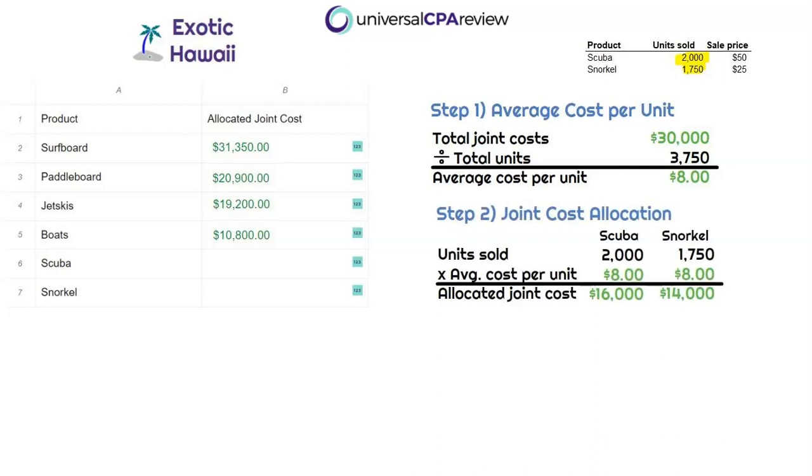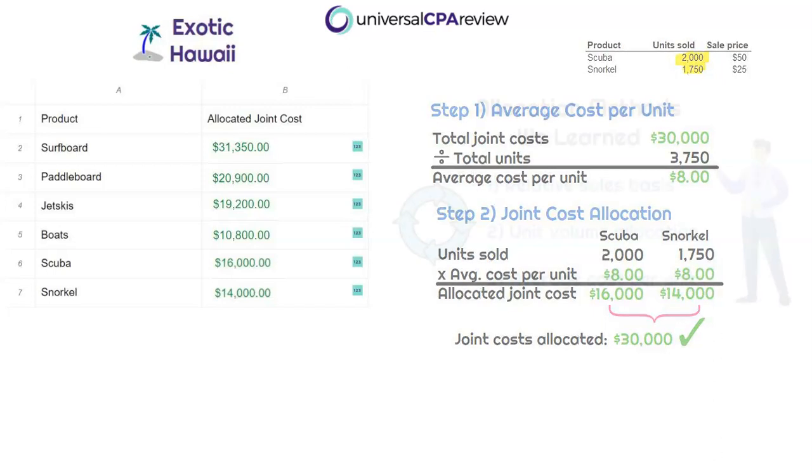So that was simple, and hopefully you got it, because if you got step 1, step 2 is easy. We just take the units sold for each product, multiply by that cost per unit, and that will give us our allocated joint cost. So for scuba, it's 2,000 units times $8. That equals $16,000 of joint cost. Snorkel, same calculation. We get to the $14,000, and guess what? When we add those two together, it gets us back to our total joint production cost of $30,000 from the email, right? So that is how you use the average unit cost method to allocate joint production costs.